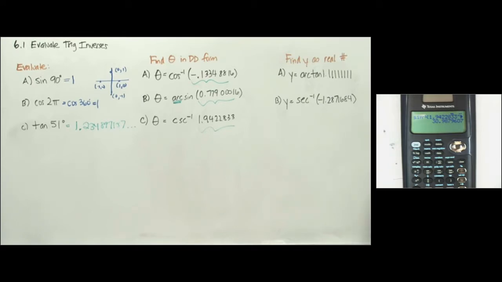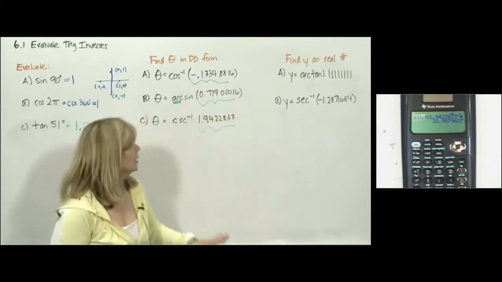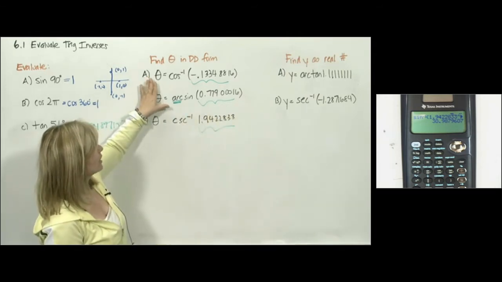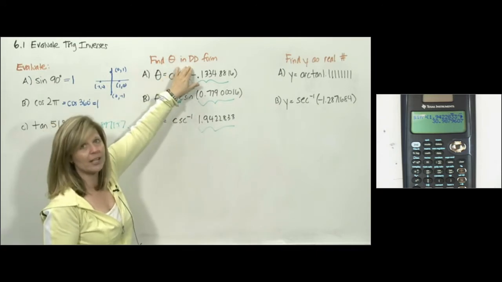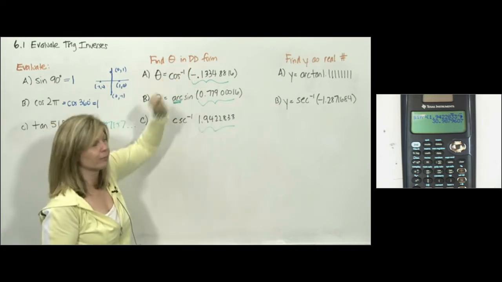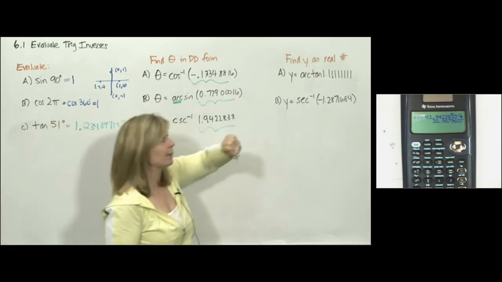Okay? Coming up to the board. So again, we know we can use our calculator to find an angle measurement. If we want it in decimal degrees, we have to be in what mode? Degree mode. Okay, let's go one more time.